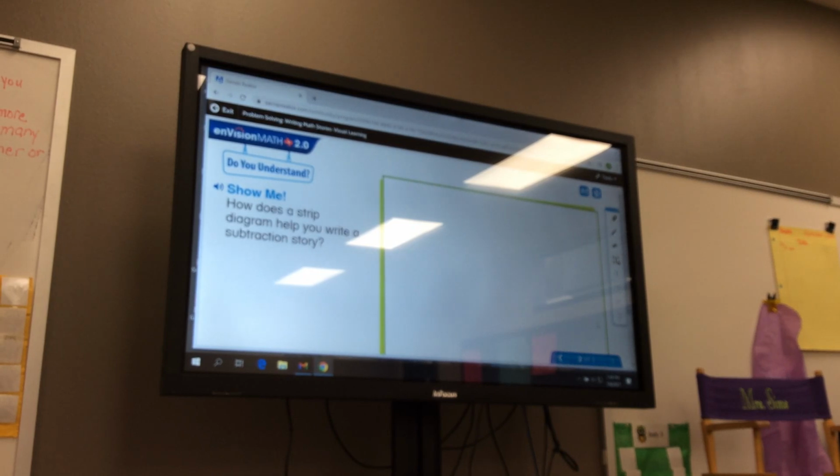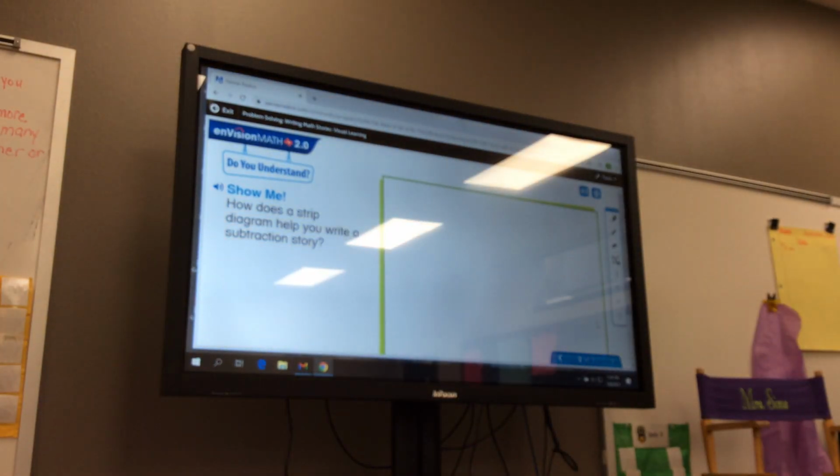And what does it help us identify? Sydney. If we're subtracting or not. Well, but how? What does it help me identify to know? Because if there's a part and a whole, you know to subtract it. If there's a part and a part, you know to subtract. Okay, so it helps me to identify the whole and the parts. That's your answer. It helps me to identify the whole and the parts.